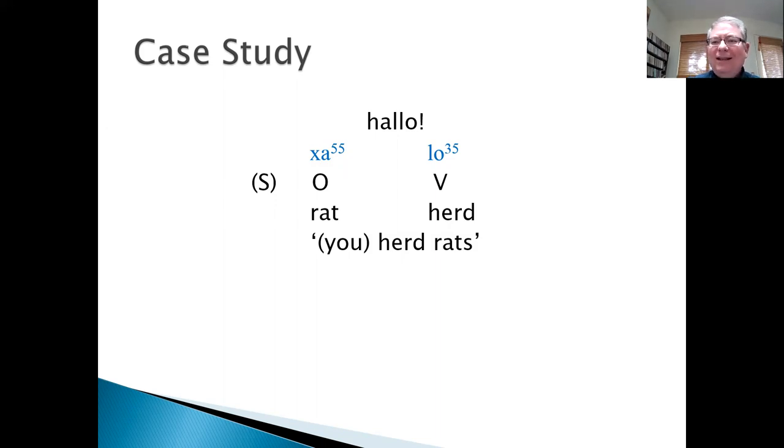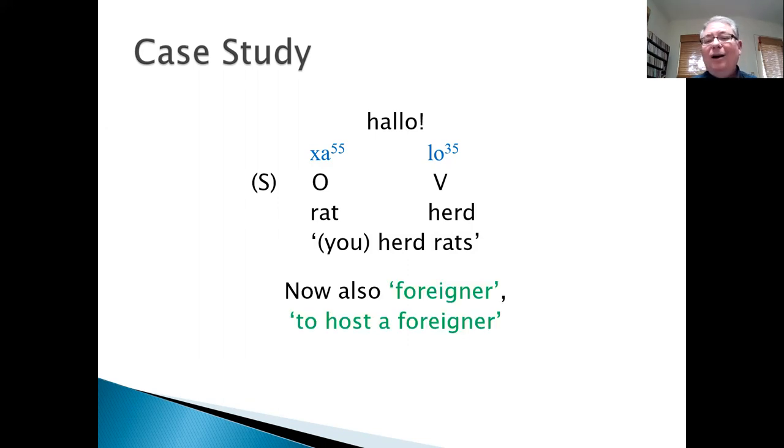As a result, this phrase, "hello," has developed a couple of new meanings. Literally, it still means to herd rats, but now it also can be used to refer to a foreigner or to refer to the act of hosting a foreigner around. Now, I learned this phrase because I was in the village for a year, and my assistant, who was local to the village, and I would walk around the village quite frequently to talk to people. And it took me a while to understand that people were asking her, "Oh, you're herding rats today," meaning she's showing me around the village.